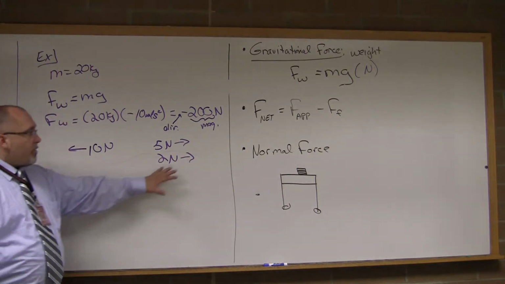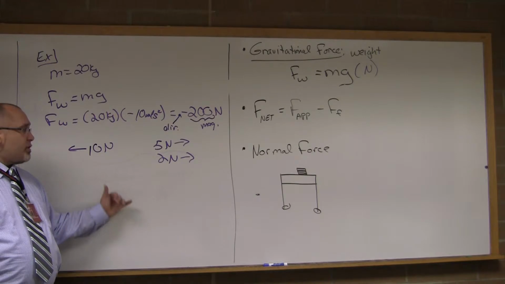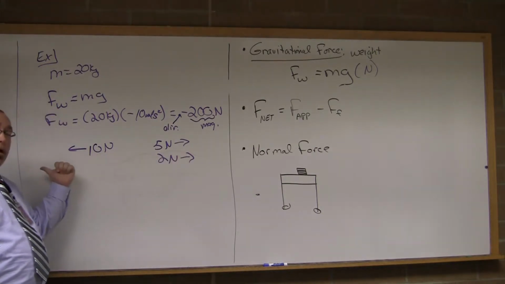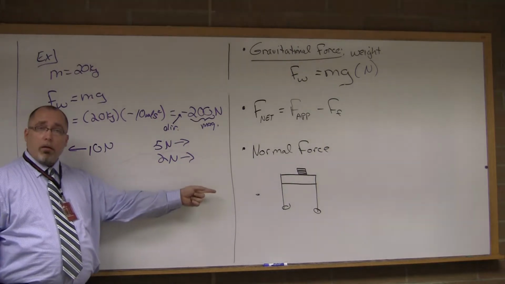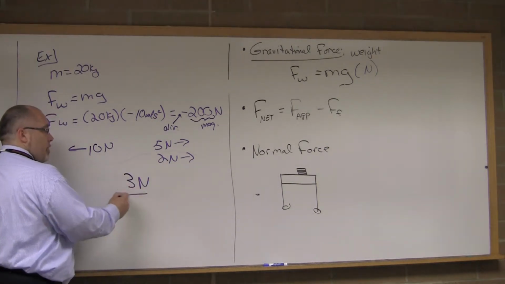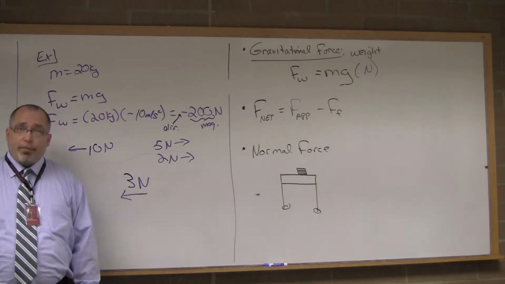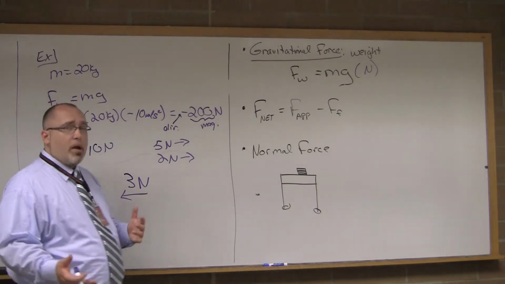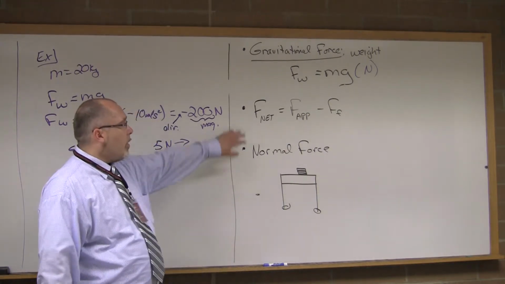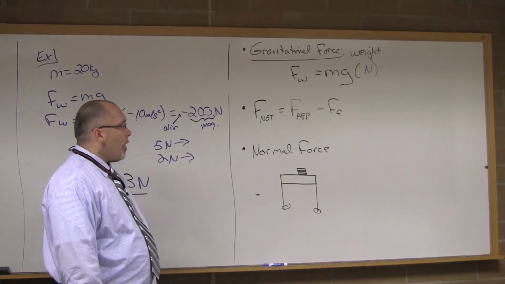What you have to do is you just have to consider the forces in the directions. You have 10 newtons to the left, a total of 7 newtons to the right. 10 minus 7 would give you an overall net force of 3 newtons to the left. So you're really just summarizing the forces in all the directions. And that's really what net force deals with.